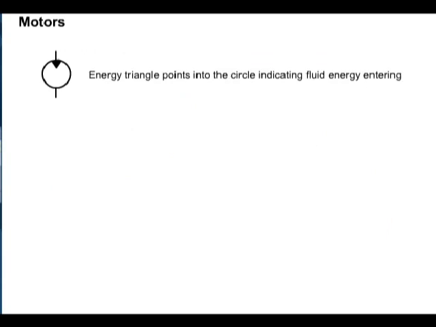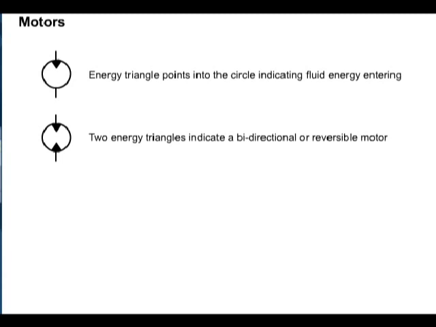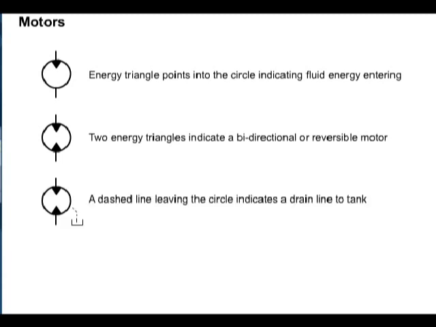Motors. Hydraulic motor graphic symbols are opposite of hydraulic pumps. Their difference being the energy triangle points into the circle indicating fluid energy entering. Two energy triangles pointing in indicate a bidirectional or reversible motor. As with pumps, many hydraulic motor designs have internal leakage. A dotted line leaving the circle indicates a drain line to the tank.